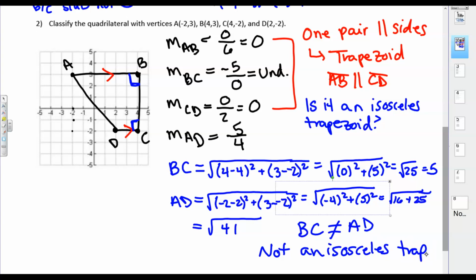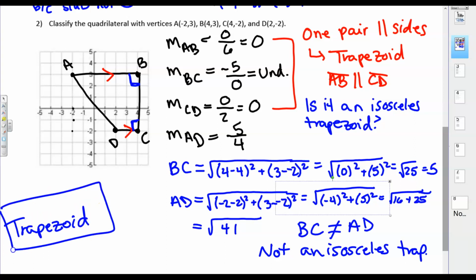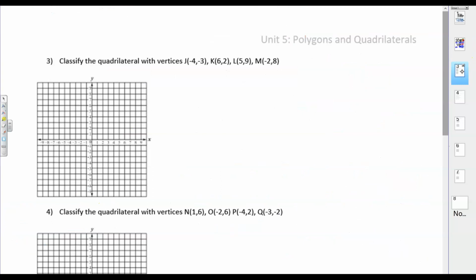So what I can conclude is that this is a regular trapezoid. That's my answer. All right, let's take a look at the next one. I want you guys now to go through and graph those 4 points for me right now. All right, so your shape should look something like this. Now take a minute and find the slope of all 4 sides.